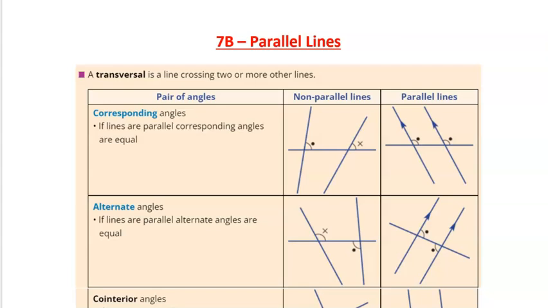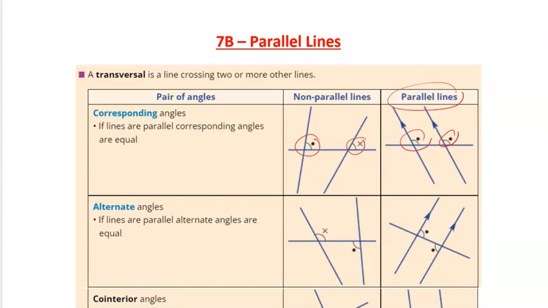With parallel lines, we get some special properties. A transversal is a line crossing two or more lines. So we've got non-parallel lines. We've got corresponding angles here and here, both on, say, the right side, on the same side of the transversal. So they're corresponding. But when they're parallel lines, we get this special relationship where they are the same as each other.